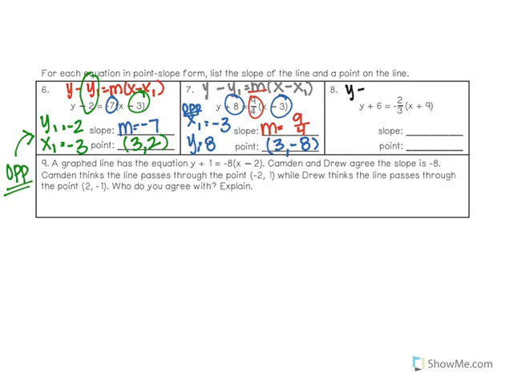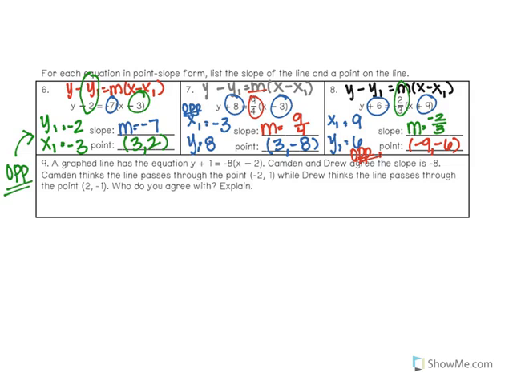Labeling y minus y1 is equal to m, our slope, x minus x1. Our slope again right here, m is a -2/3. And then we're going to label x1, y1. My x1 is right here and it's a +9. My y1 is a +6, but we need them to be opposite because that's what happens to them in the formula. So it becomes a -9, -6.